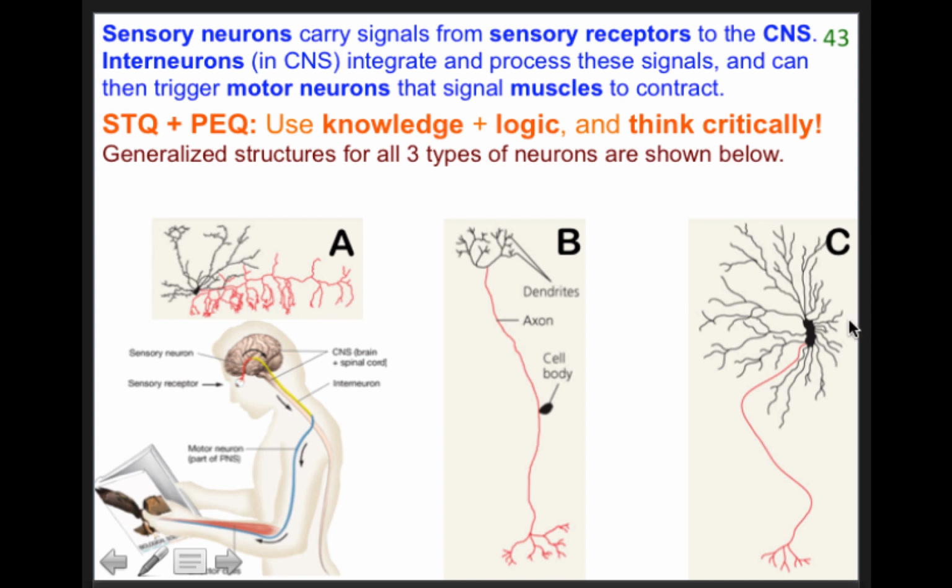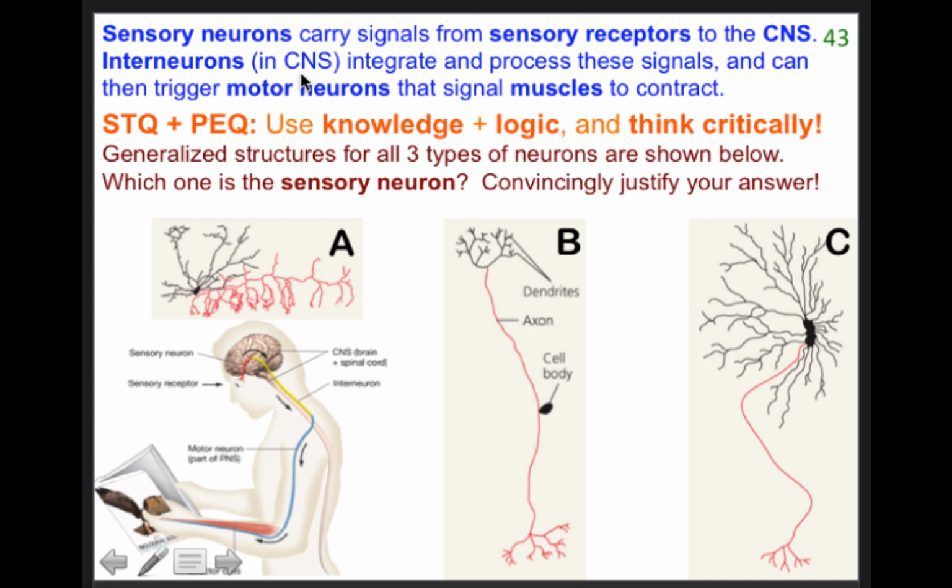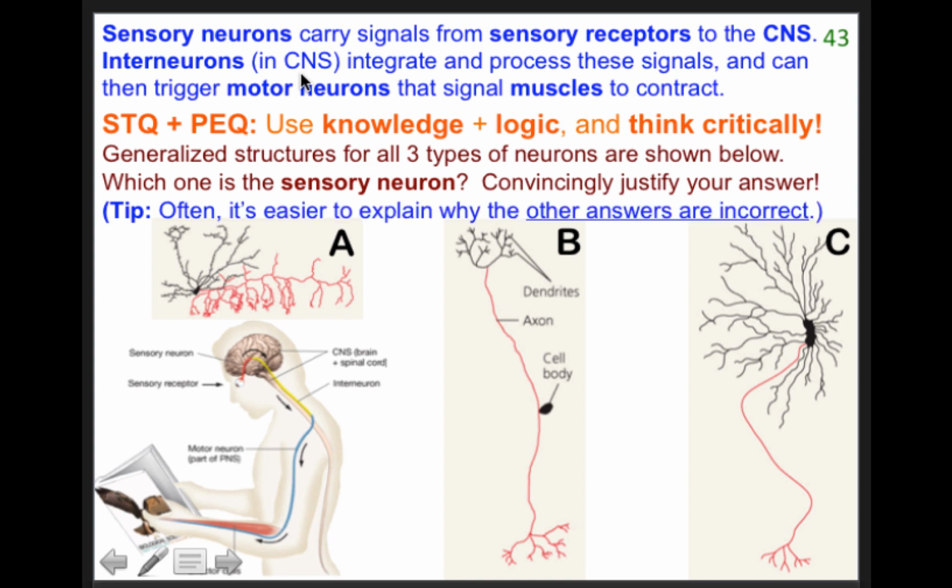So one of these three is a generalized sensory neuron, one of them is an interneuron, and one of them is a motor neuron. Okay, so what I want you to do is figure out which one of these three is a sensory neuron, and then once you've done that, try to justify your answer. Okay, so use your worksheet for this, and as a bit of a tip, often when you're trying to justify your answer or explain your answer, it's easier to explain why the other two choices are incorrect than it is to tell us why your choice is correct.